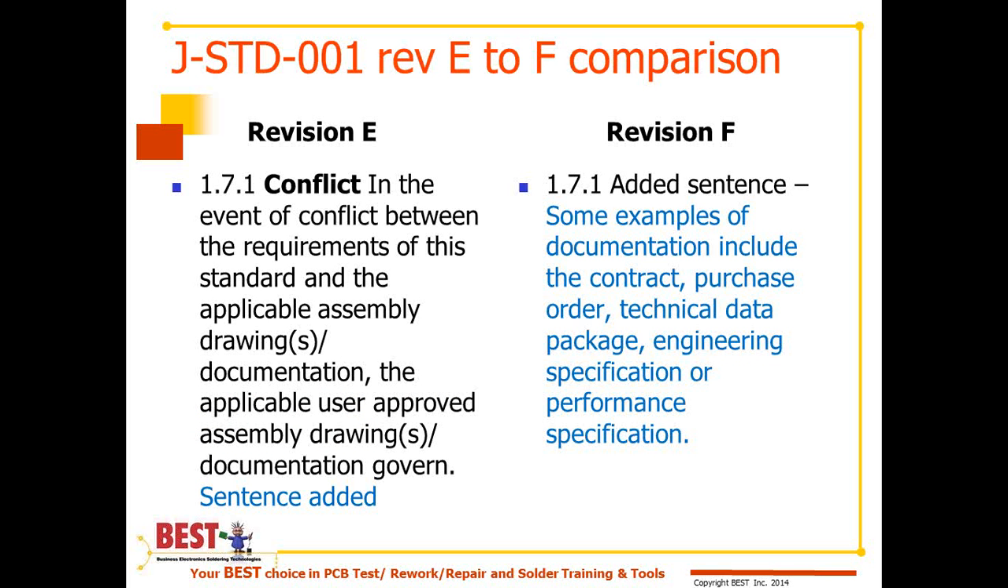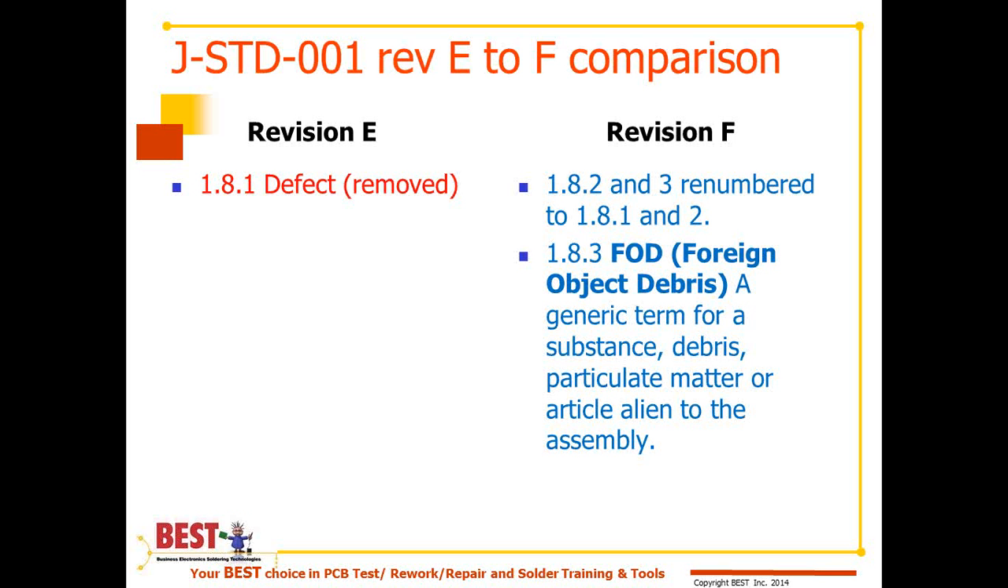In 1.7.1, under conflict, it added a sentence at the end of the statement to say that some examples of documentation would include the contract, purchase order, technical data package, engineering specifications, or performance specifications. So that's just an addendum or an addition to that particular statement as far as the conflict was concerned.